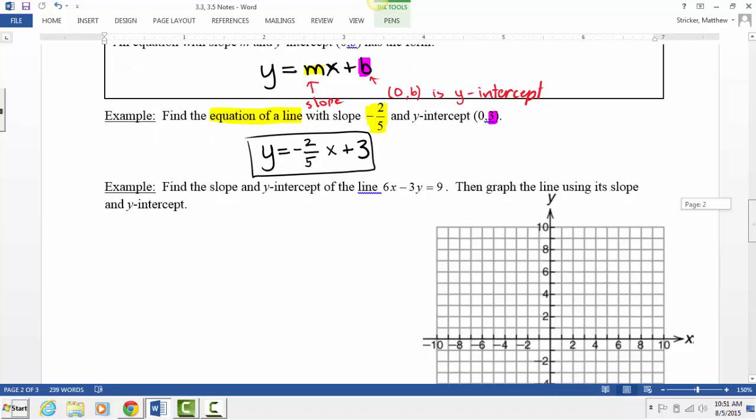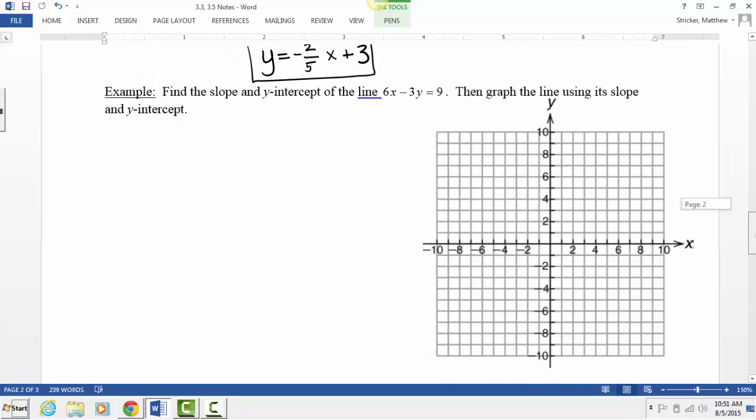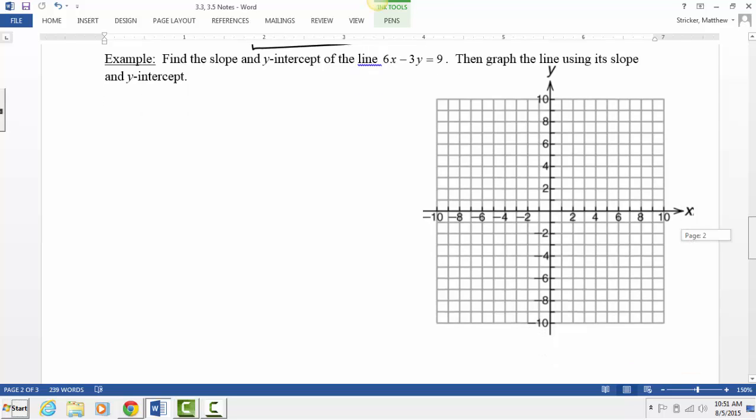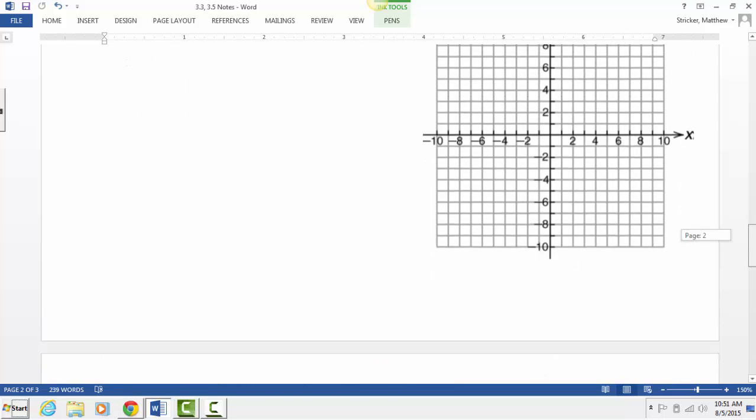So we have one more example in this section. It's a little bit tougher. It says find the slope and y-intercept of the line 6x minus 3y equals 9. Then graph the line using its slope and y-intercept.